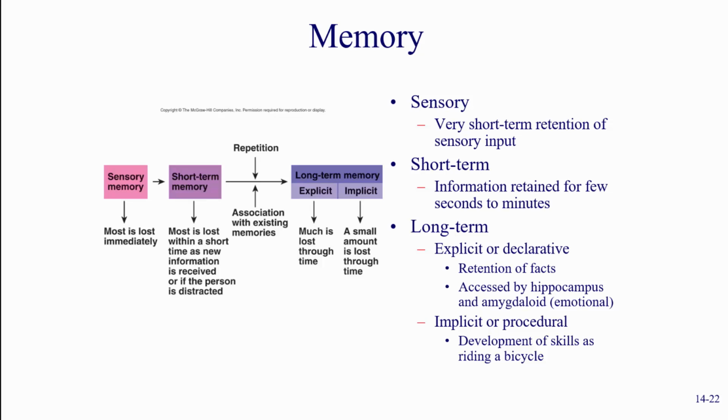And then implicit or procedural, a small amount is lost through time. Again, an example would be a skill such as riding a bike. Now we talk about muscle memory. Your muscles do not have memory. What has memory is your brain. And so this implicit or procedural memory is actually what we would call muscle memory. So the brain is remembering how much to contract that muscle and which way to turn and what have you, depending on what that activity is. And that comes with repetition.